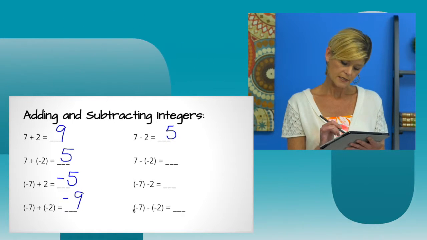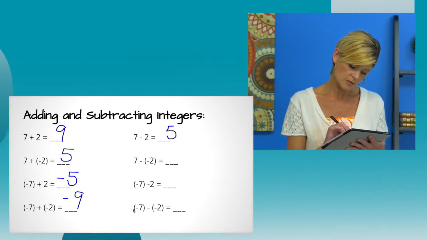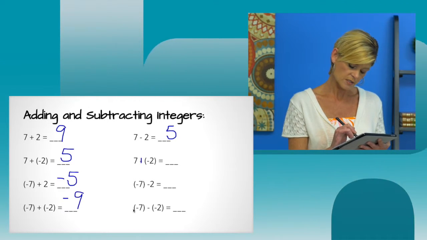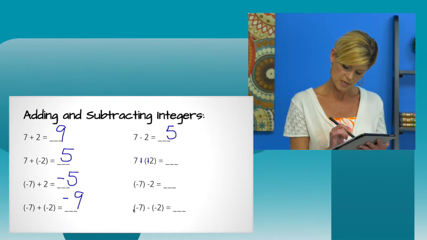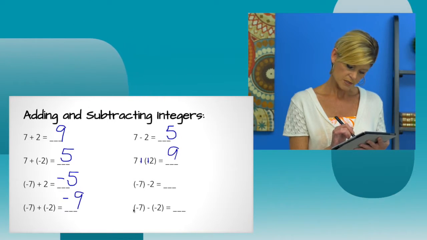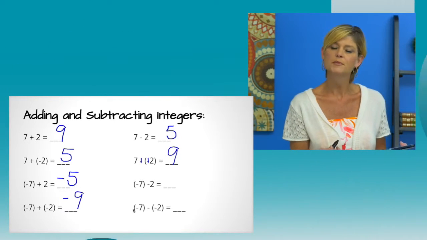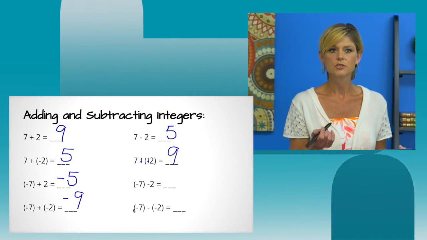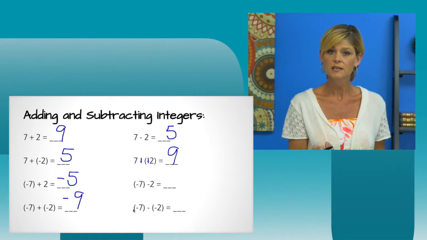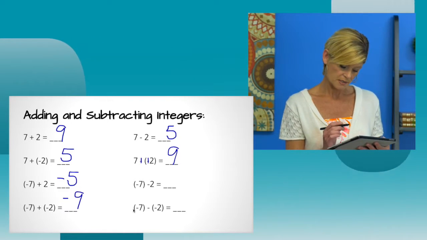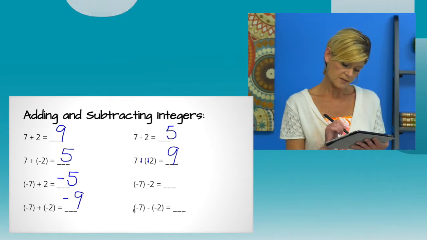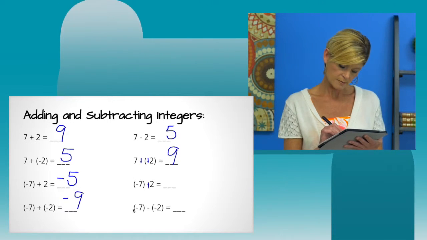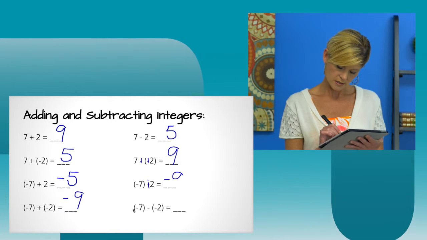7 minus negative 2, remember all we need to do is make our subtraction sign a plus sign and change the sign of this negative 2 to a positive 2, and we have 7 plus 2, which gives us 9. That's called the opposite property, and it tells us that if we just need to change the subtraction sign to an addition sign and change the negative to a positive. And then we have negative 7 minus 2, again, add the opposite, and we get negative 9.